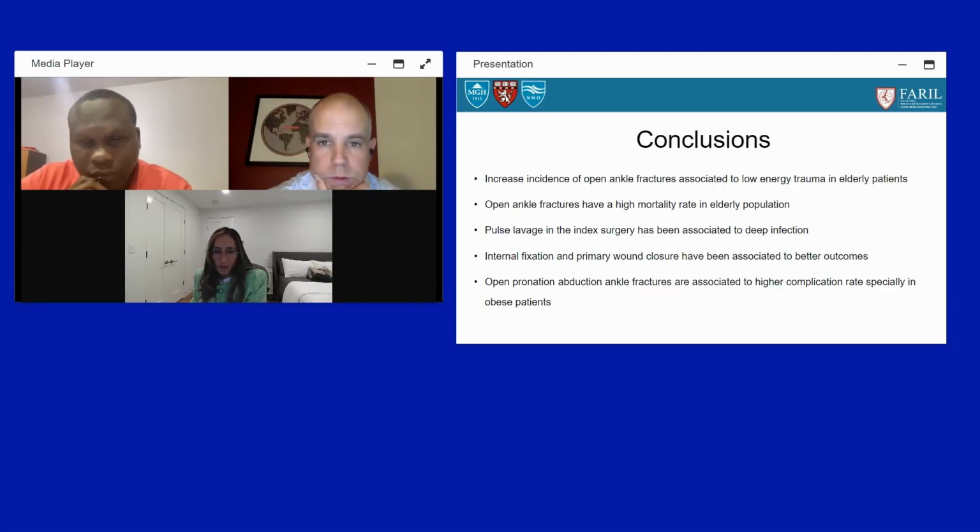In conclusion, ankle fractures are having an increased incidence in terms of patients with low energy trauma in elderly patients. And I think all of us have these type of patients in our centers, not only level 1 trauma centers. Open ankle fractures have a high mortality rate, especially in the elderly population, and there are some authors that are comparing this to the mortality rate similar to hip fractures. So I think we cannot underestimate this.